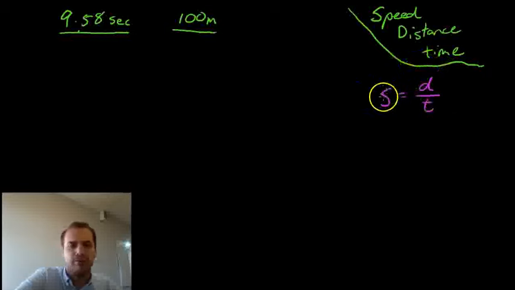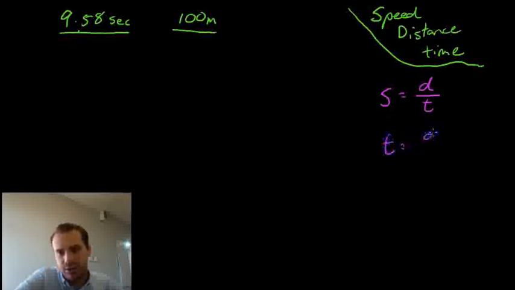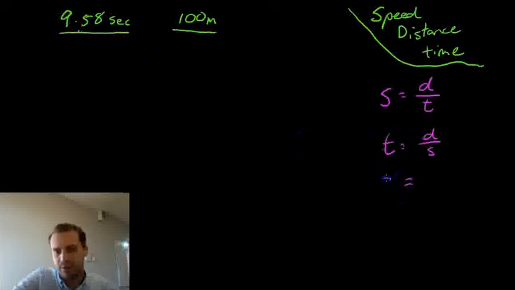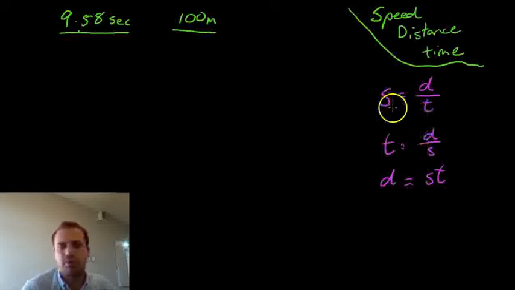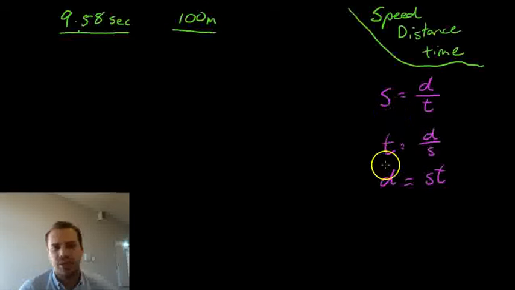Now, that formula can be written actually in three ways. We can rearrange it in a variety of different ways. So we can say that speed is equal to distance over time. We can also say that time is equal to distance over speed. And finally, we can also say that distance is equal to speed times time. So there's three different ways to look at this. When you do these questions, you need to ask yourself, what am I trying to find? Am I trying to find speed? Am I trying to find time? Or am I trying to find distance?